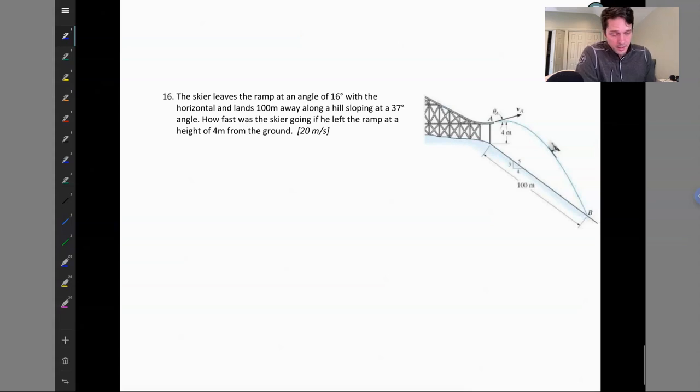Once again, it's time for physics with Mr. Anderson. We're going to look at problem number 16 from problem set 1.12, projectiles. The skier leaves a ramp at an angle of 16 degrees with the horizontal and lands 100 meters away, along a hill sloping at a 37-degree angle. How fast was the skier going if he left the ramp at a height of 4 meters from the ground?